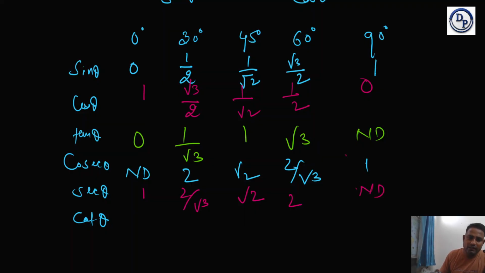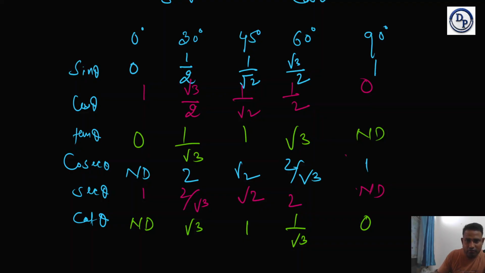What about cot? Simply take the reciprocal of tan, and we'll get cot. So 0 by 1 gives us not defined. What about 1 by root 3? It gives us root 3. 1 gives us 1. Root 3 gives us 1 by root 3. Not defined gives 1 by 0, and it gives us 0 by 1, that is 0.